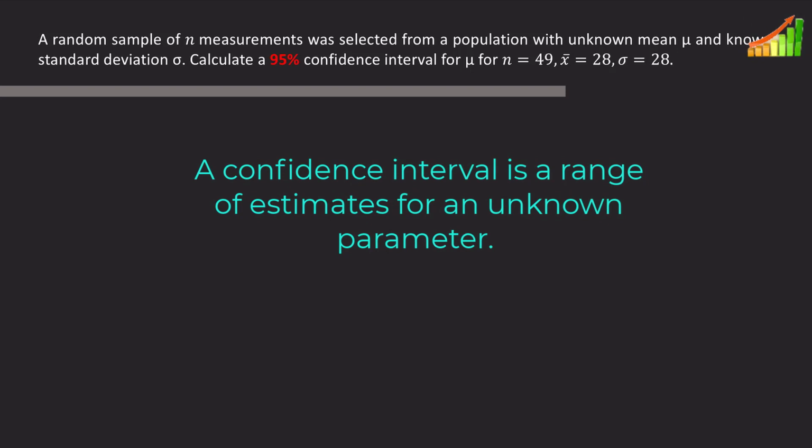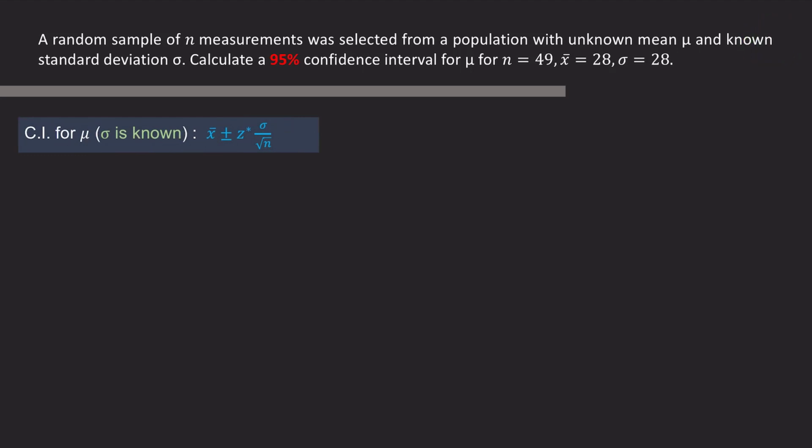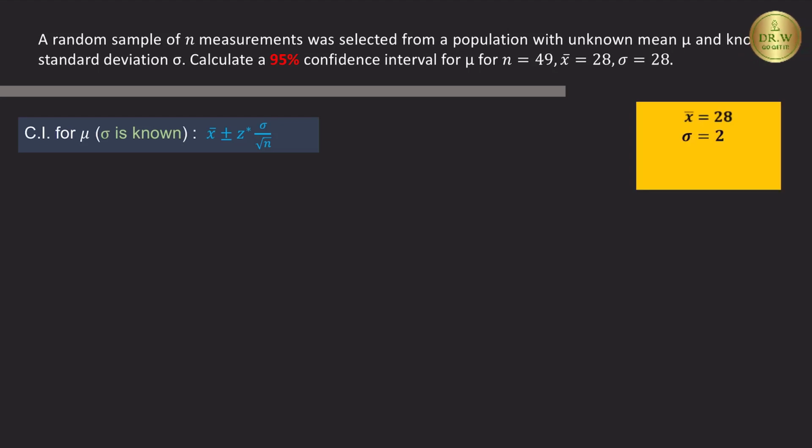Confidence interval is a range of estimates for an unknown parameter. So what is the unknown parameter here? Population mean, which is denoted by mu. So when sigma is known, confidence interval is x bar plus or minus z star sigma over root n. X bar is the sample mean, sigma is the population standard deviation. It is given here. N is the sample size and Z star.